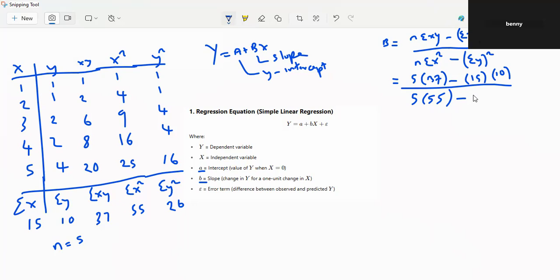XY squared. Then summation of y? That's 10. Yes, that's 10, 100 to the power 2. So you need to differentiate summation of x squared and summation of x to the power 2, or y to the power 2. So here, when you calculate properly, your b is going to give us 0.7.